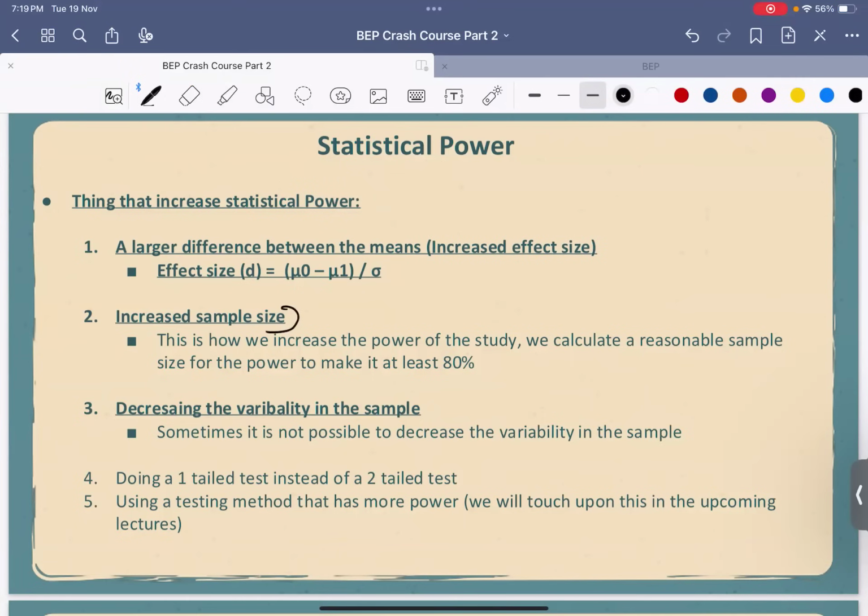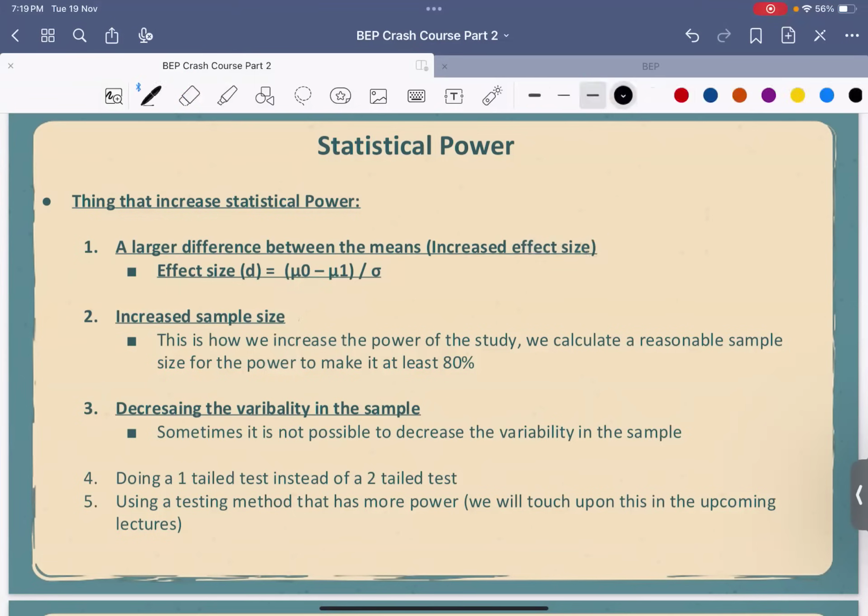Now, this is an important point, because they might ask you what can we change to increase power, and they might give you a larger effect size or a larger difference between the means as options, but you can't change that. So what you have to choose is increase sample size.